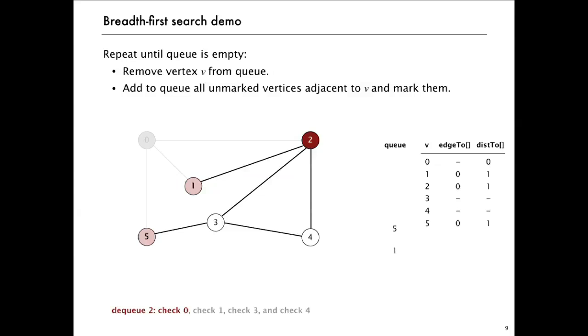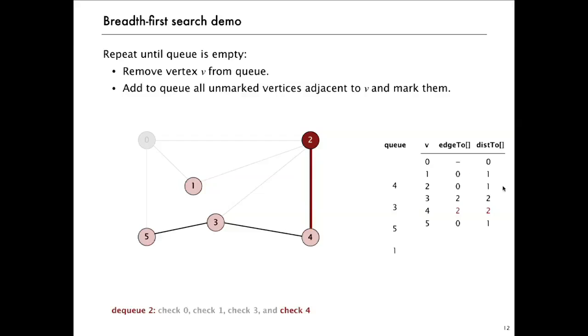So to process 2, we have to check 0, 1, 3, and 4. We check 0, that's already marked, so we don't do anything. We check 1, that's also already marked, so we don't do anything. In fact, it's on the queue. We check 3, and that one is unmarked, so we mark it and add it to the queue. And then we check 4, that one's unmarked, so we mark it and add it to the queue.